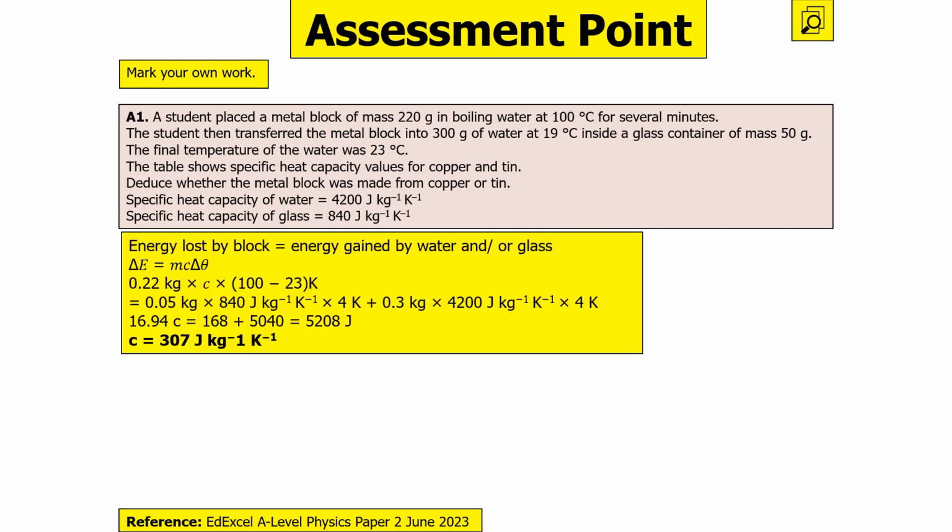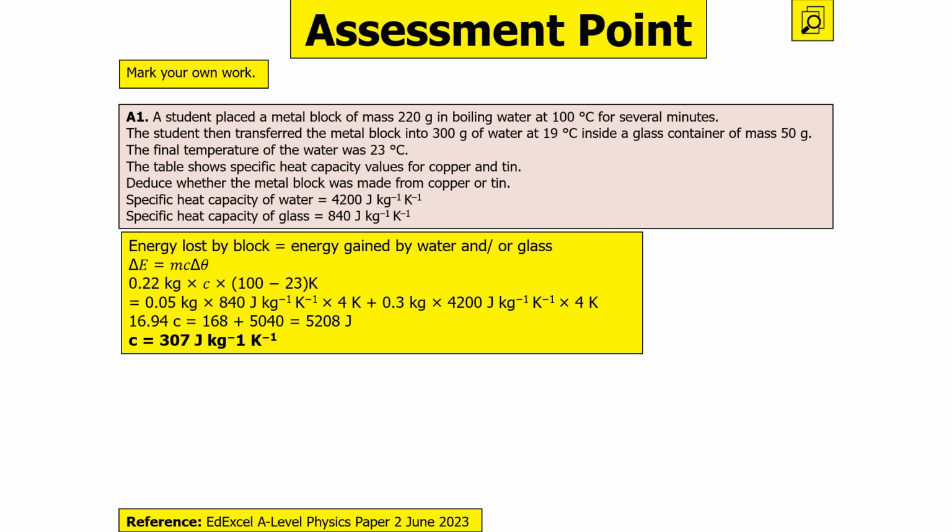So E equals mc times by change in temperature. So it's the mass, which is 0.22 kilograms, going from grams into kilograms, times by C, times by that change in temperature. So you can work it all through, and then you can see that actually you can then link it into the energy gained by the water and by the glass.